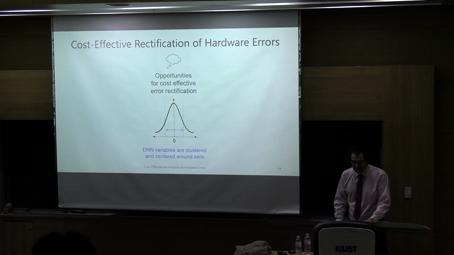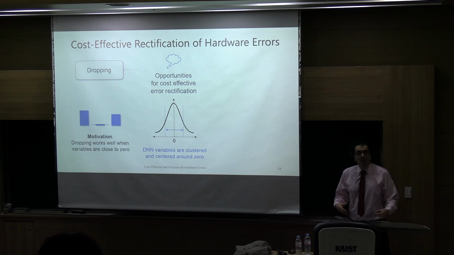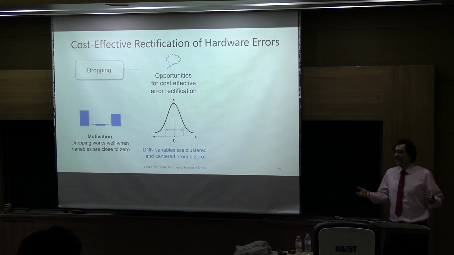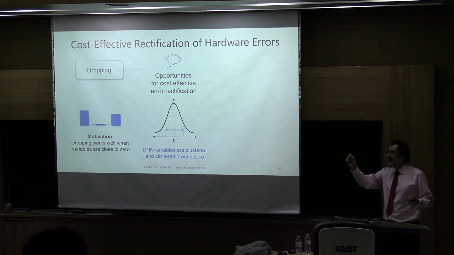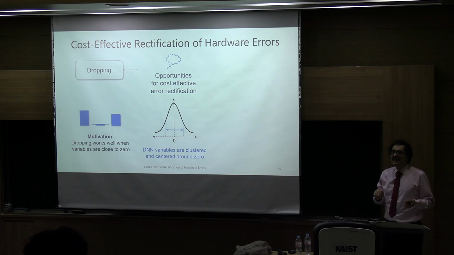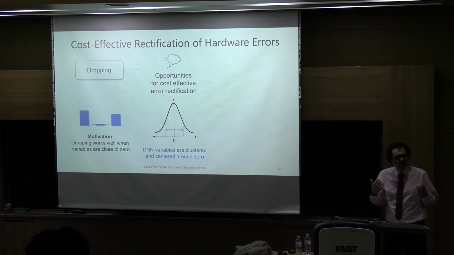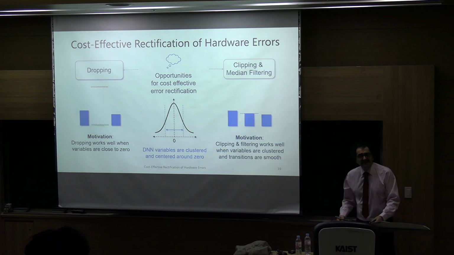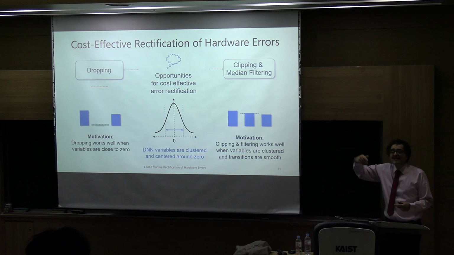And to do cost-effective rectification of hardware errors, let's notice that the NN variables are clustered and centered around 0. So even stupid ideas like dropping work beautifully. The minute you find an error, you can drop it, and as I'm going to show you, the results are quite good in terms of accuracy. You can do other things. You can do clipping, median filtering.